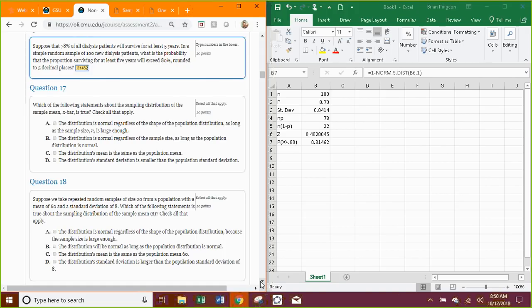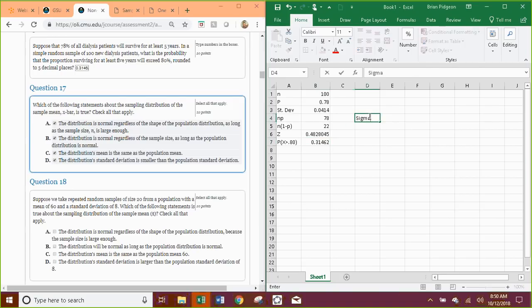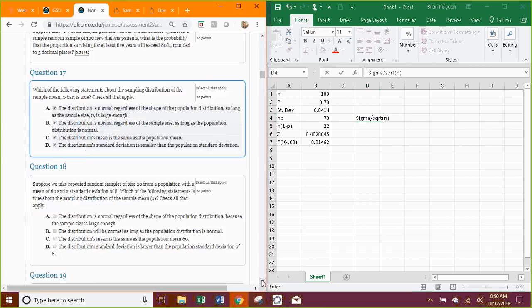Which of the following statements about the sampling distribution of the sample mean x bar is true? The distribution is normal regardless of the shape of the population, as long as the sample size n is large enough. That is true. Typically, we say 30. The distribution is normal regardless of sample size, as long as the population is normal. That is also true. The distribution's mean is the same as the population mean. That is also true. The distribution standard deviation is smaller than the population standard deviation. That is also true, because our formula for the standard deviation of the mean is the population standard deviation divided by the square root of n. We're dividing by the square root of the sample size, which reduces the variability.